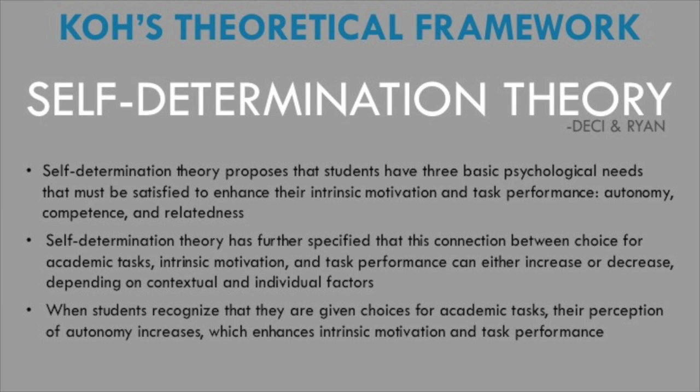As mentioned, Ko uses the self-determination theory as his theoretical framework, which is what we would say is embedded in his conceptual framework here at NNU. Some highlights he draws about the self-determination theory in his chapter 2: the self-determination theory proposes that students have 3 basic psychological needs that must be satisfied to enhance their intrinsic motivation and task performance. Those 3 things are autonomy, competence, and relatedness.